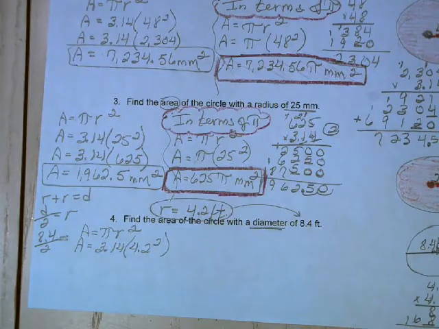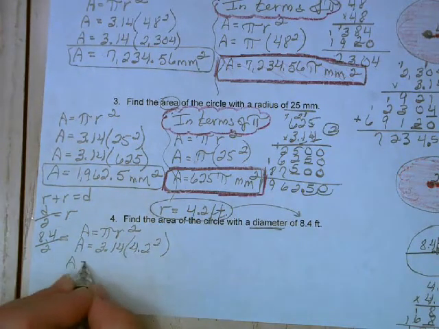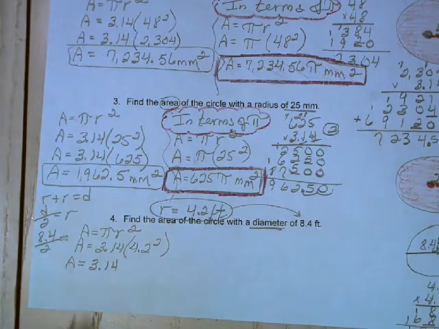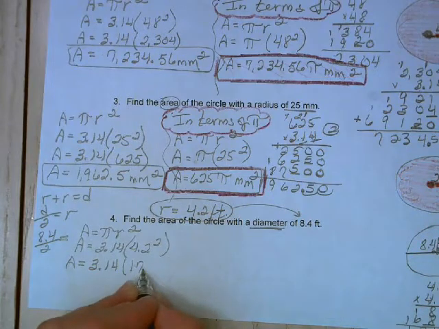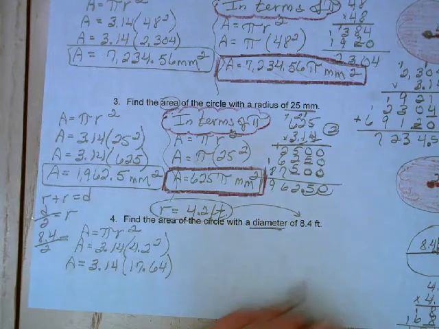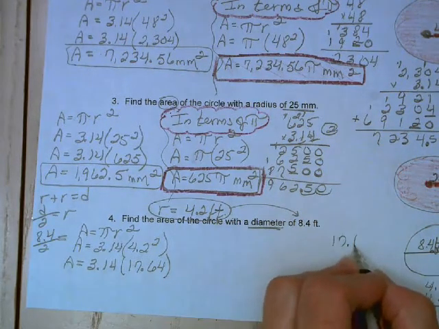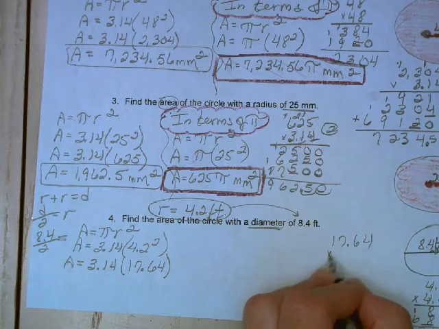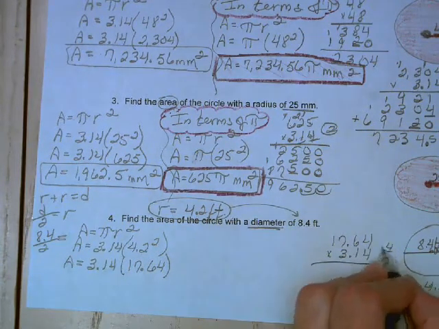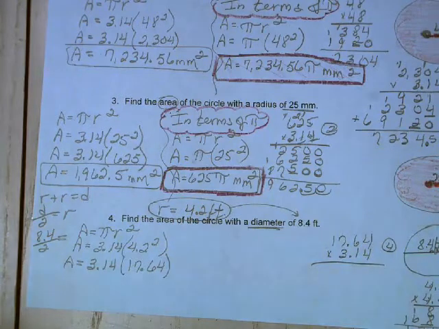Let's see. 4, 16, 7, and 1. I get area equals 3.14. Put my decimal back in 2 places. Times 17.64. So 17.64 times 3.14. I will put my decimal back in 4 places after we do all the long math here.